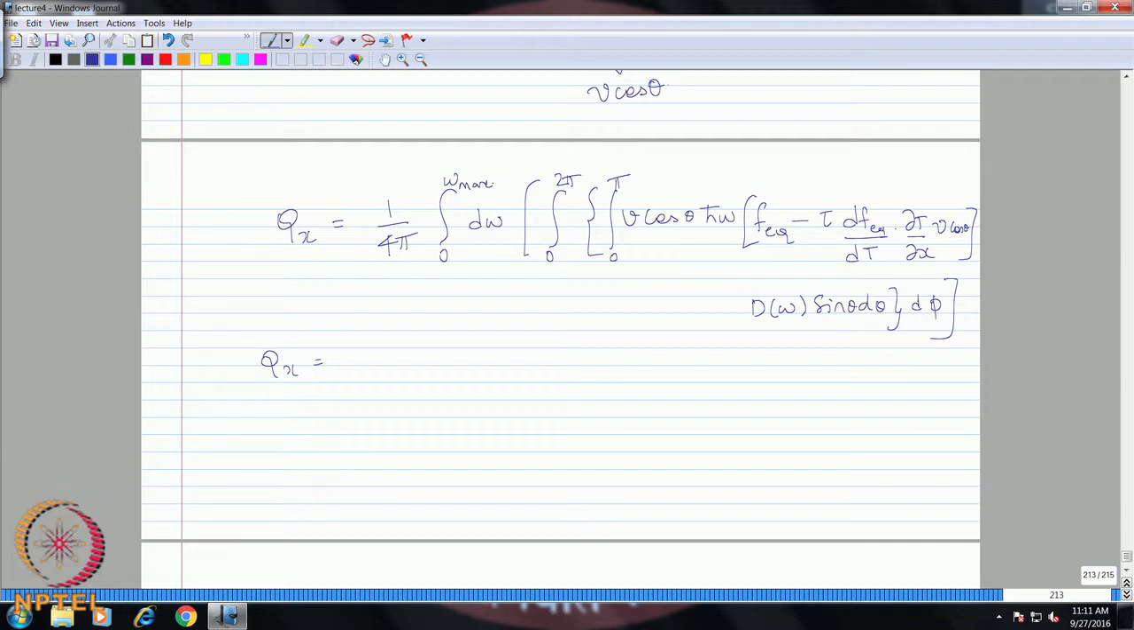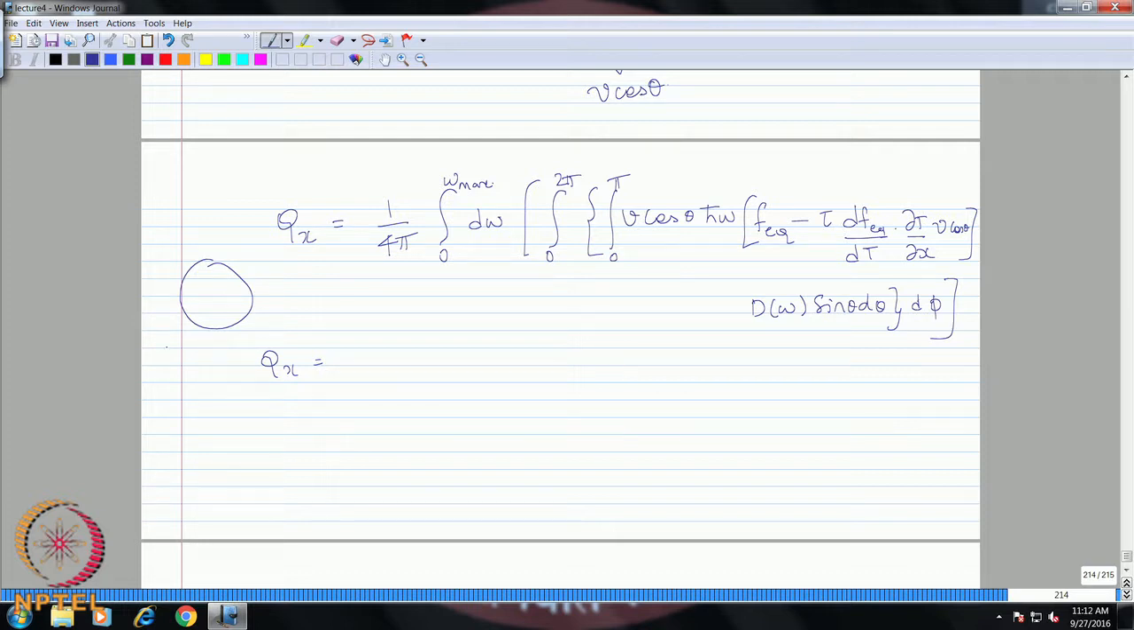Okay. So, f equilibrium is actually uniform over theta and phi. It does not change with respect to theta and phi. F equilibrium is only a function of temperature, right. If you take the Bose-Einstein distribution function, it is a function of what? Omega and temperature. So, there is no dependency on directional space. It is uniform over the entire direction. That is why I plotted f equilibrium as something like this, it is uniform.